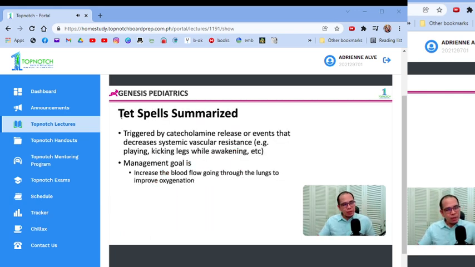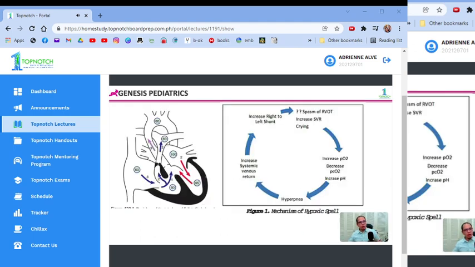Okay? So again, to summarize your TET spell, it is triggered by catecholamine release. And your management goal is to increase the blood flow going through the lungs. So gusto mong mas maraming blood ang makakalusot dun sa pulmonary stenosis papunta sa lungs. Okay? So ito yung sinasabi ko sa inyo, one of my favorite illustrations to understand your TET spell and what's happening. Let's start here.